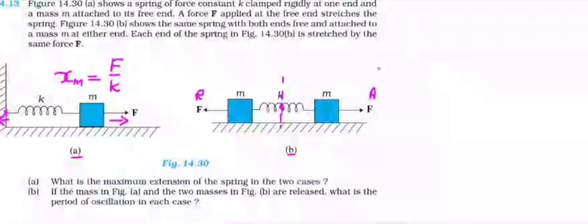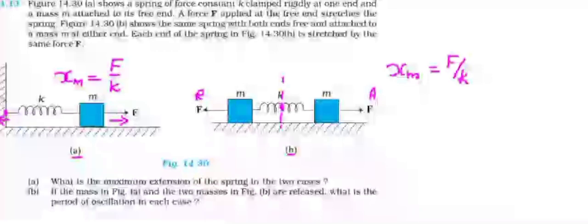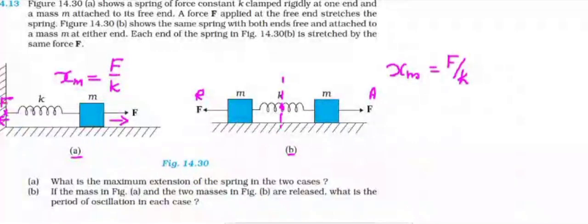Therefore, in case B also, xm will be equal to F by K, because it is the same spring, same force, same spring constant. Here also F is the action and the other F is the reaction. So the extension of the spring will be the same in both these cases.